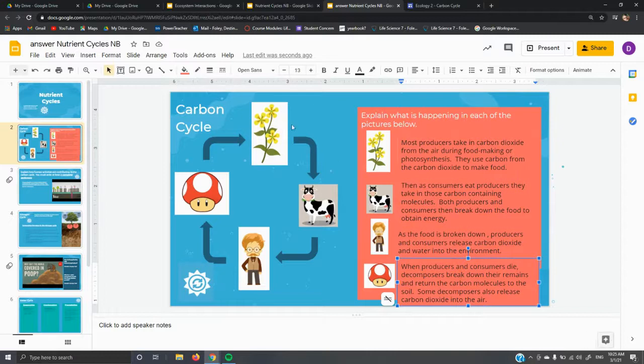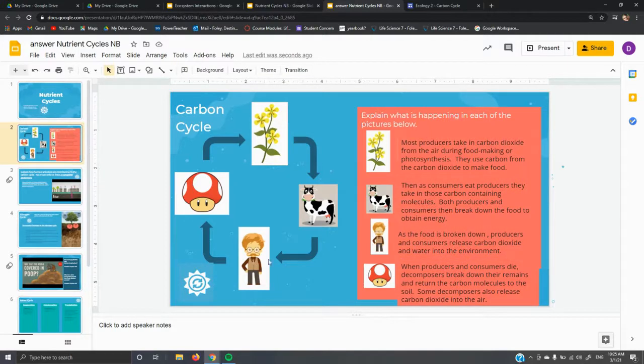So, producers go to a consumer, go to another consumer, then go to a decomposer. So it's just cycling the carbon. So one carbon atom can go through a plant, a cow, a human, a mushroom, back to a plant. So the cycle continues like that.